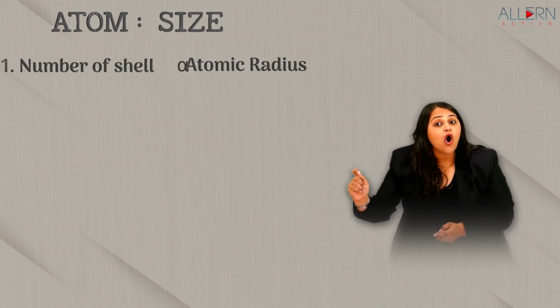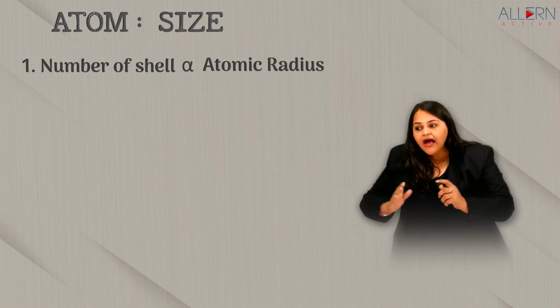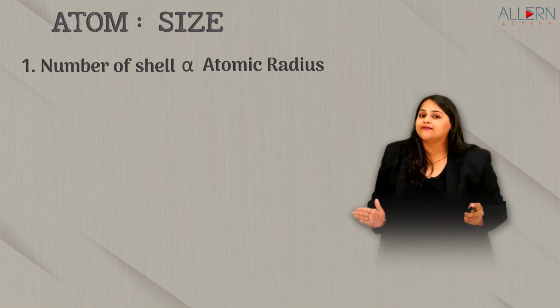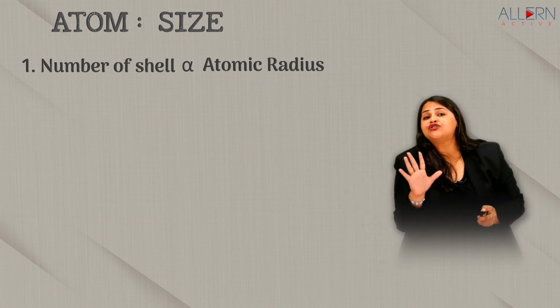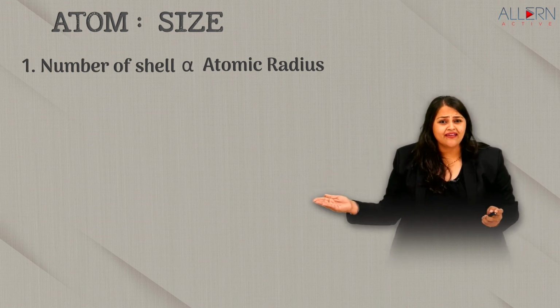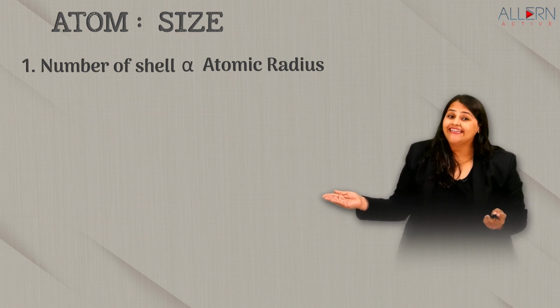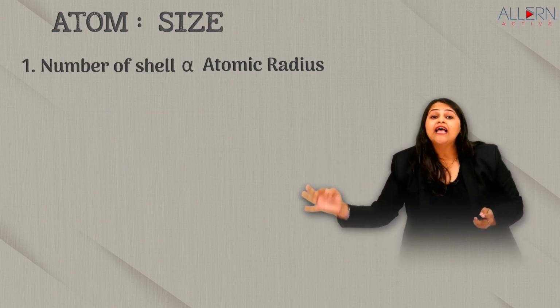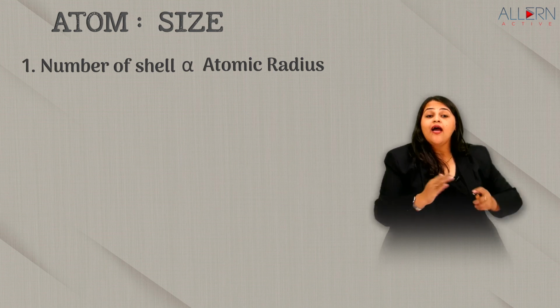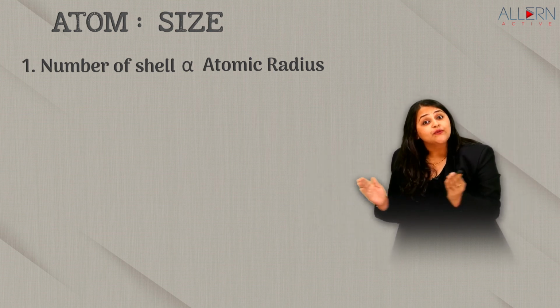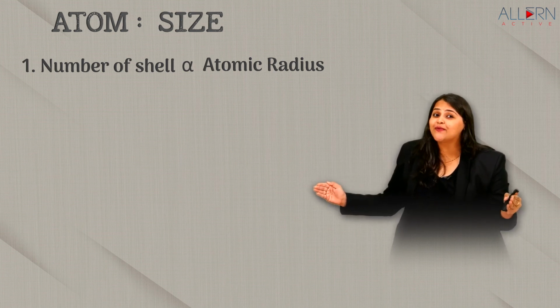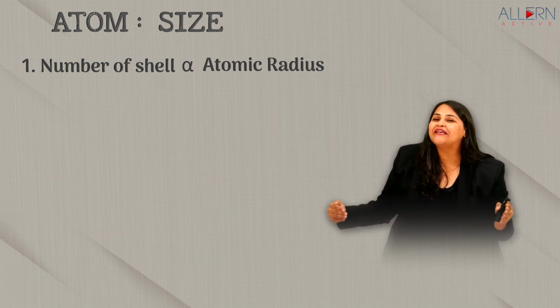Now, the atomic radius is affected by a number of factors. One such factor is the number of shells. You might be thinking, number of shells? Yes, the K shell, the L shell, the M shell. The more the number of shells, what will happen to the radius? Will it reduce or will it increase? Wonderful, it's going to increase.